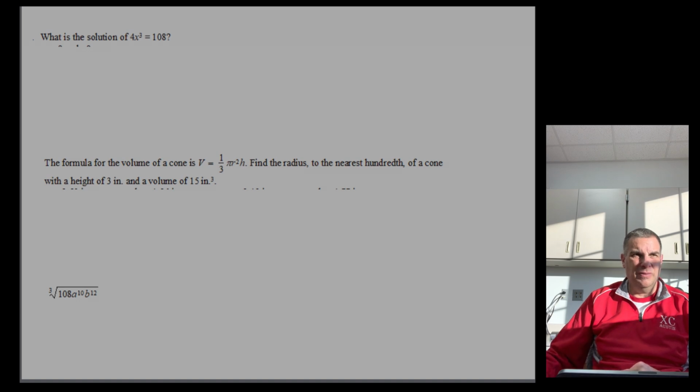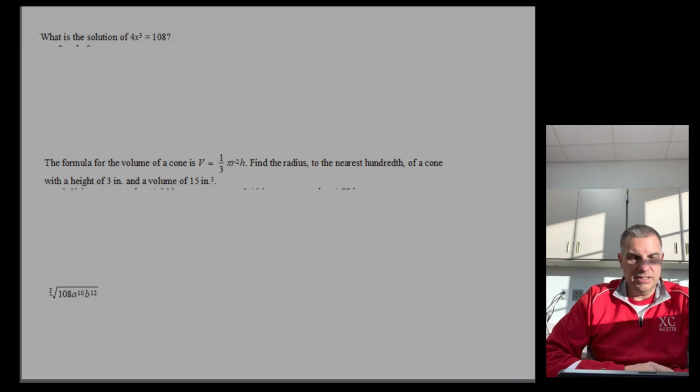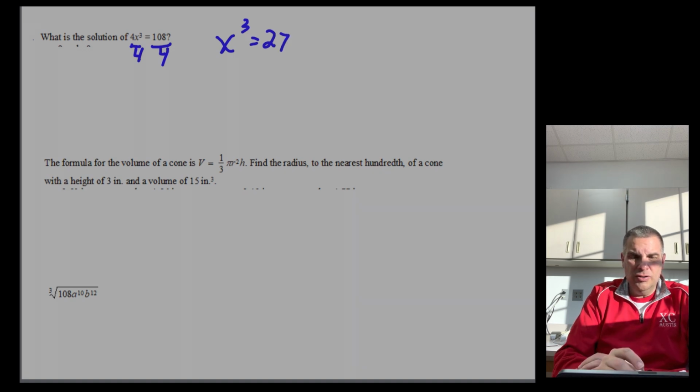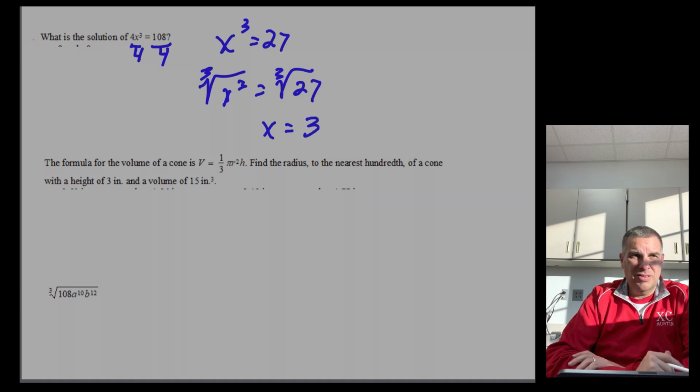Page 3. Now we're going to be asked to solve an equation with this one. Find the solution to 4x cubed equals 108. So step 1, we're going to isolate the x value. So we're going to divide by 4. 108 divided by 4 is 27. So we get x cubed equals 27. To get rid of cubing something, you take the cubed root. So the cubed root of x cubed is equal to the cubed root of 27. The cubed root of 27 is just 3.